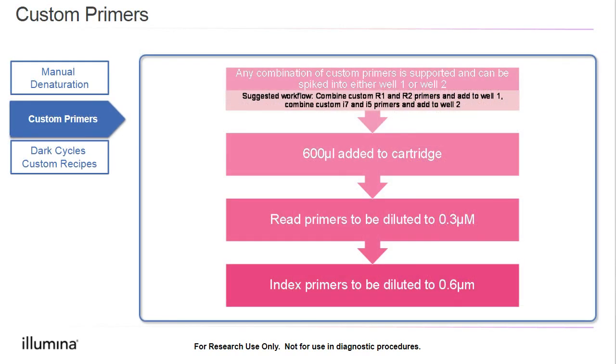Any combination of custom primers is supported and can be spiked in to either well 1 or well 2. A suggested workflow is to combine read 1 and read 2 primers and add them to well 1, and then combine the custom I5, I7, and I5 primers and add them to well 2. 600 microliters of the custom primers are added to the cartridge. Read primers are to be diluted to 0.3 micromolar, and index primers are to be diluted to 0.6 micromolar.